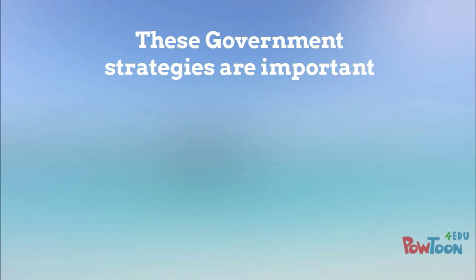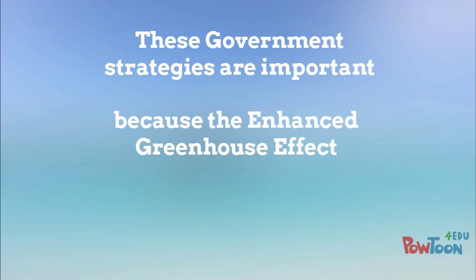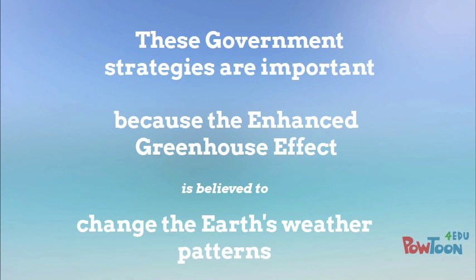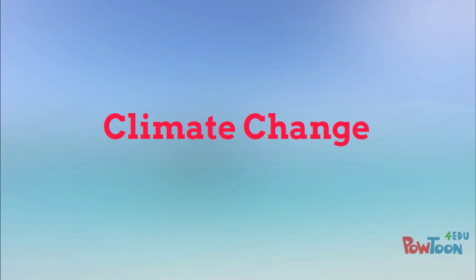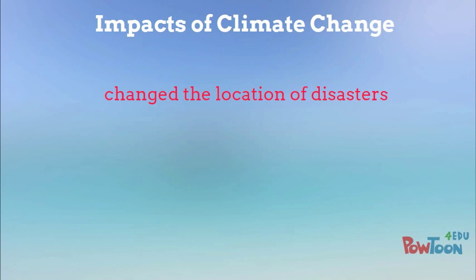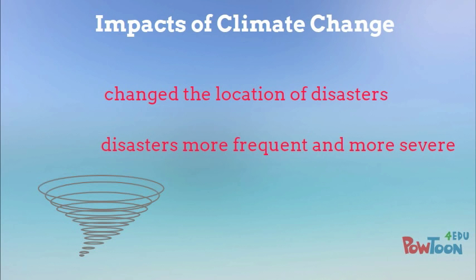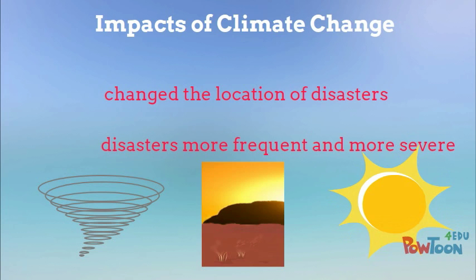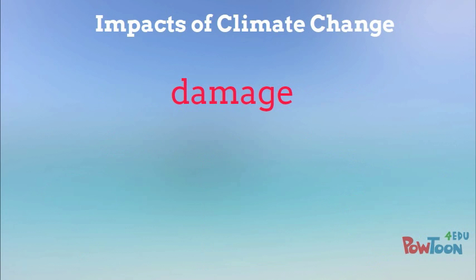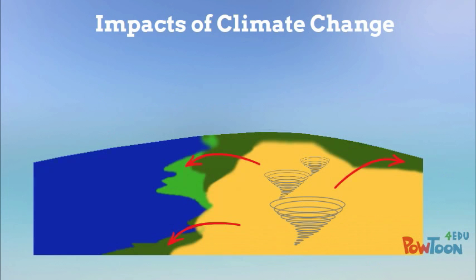These are important strategies because the enhanced greenhouse effect is thought by many to have caused changes in the planet's weather patterns, that is, climate change. Climate change has changed where disasters occur and has caused more frequent and more severe weather events such as hurricanes, droughts and heat waves, which result in more devastating property damage, injury and deaths. This has caused increased migration away from these regions.